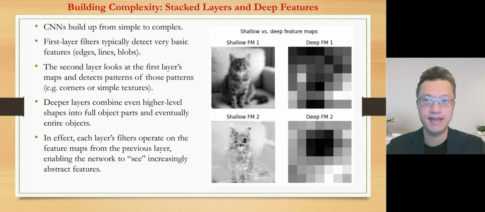Then the second layer takes those feature maps as its input and learns filters that respond to combinations of edges. For example, it might detect corners or curves by looking at where 2 edge maps overlap. These become mid-level features, like a round shape or a corner.